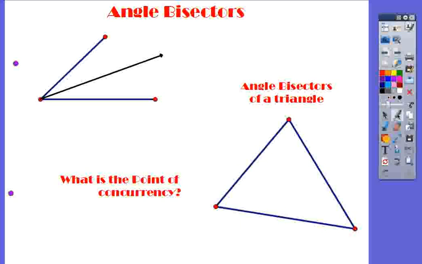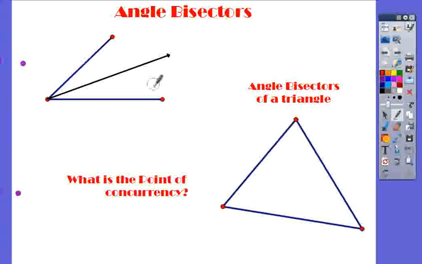So there's my ray, and we can mark this angle. And this angle will be congruent to this angle. Remember, congruent just means that they have the same measure. So the angle is cut into two congruent parts.